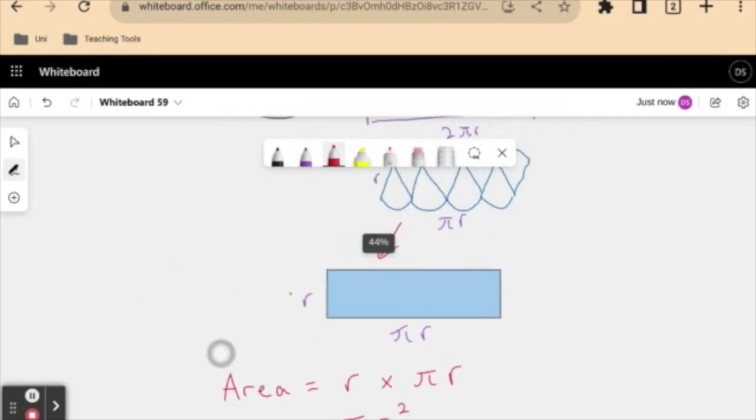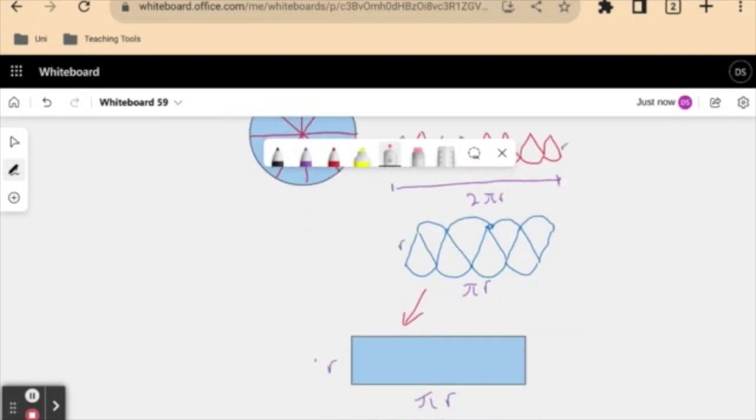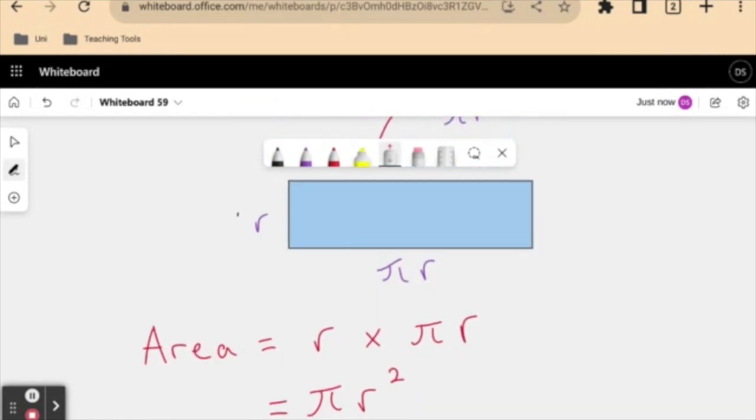We've gotten rid of the problematic curved edges. And by using this idea of infinity, we have constructed a shape that we are familiar with, which allows us to derive our equation for area.